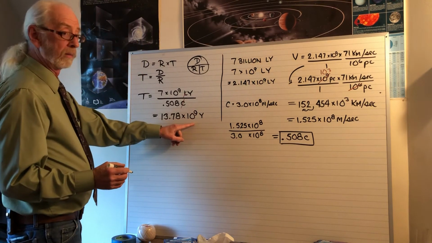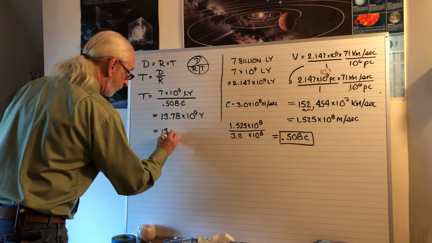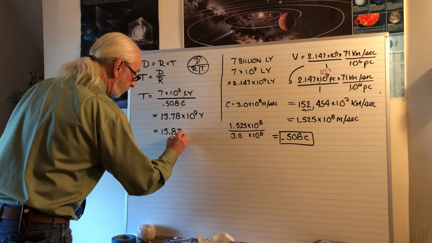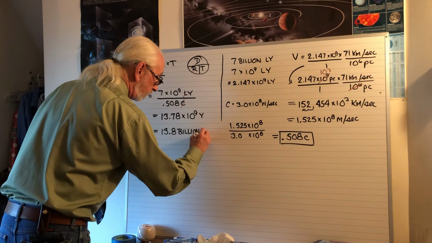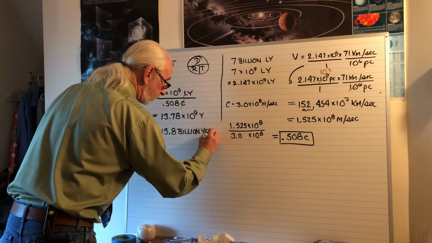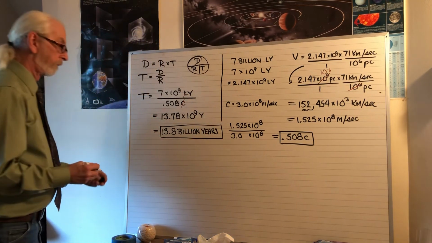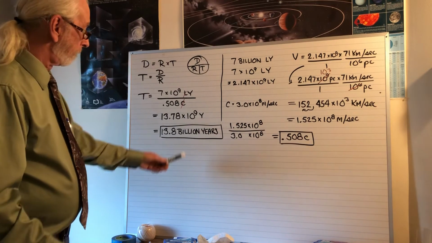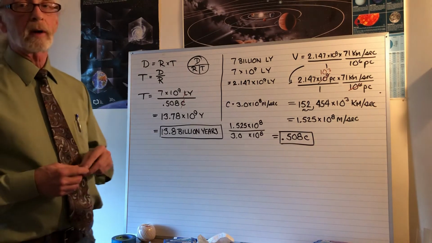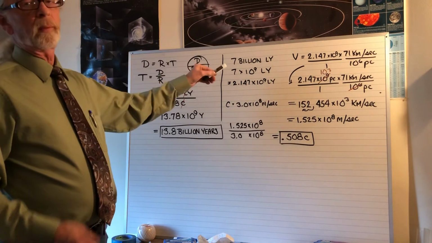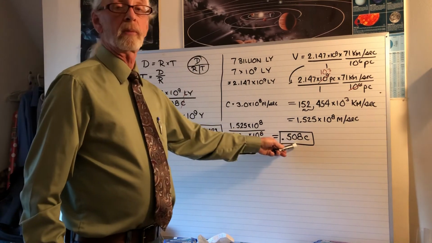What's 10 to the 9th? Billion. And if I really round it, I can do this. We've just calculated the age of the universe. And here's the remarkable thing. Every object that we look at from this planet that is 7 billion light years away, it is moving away from us at that speed.